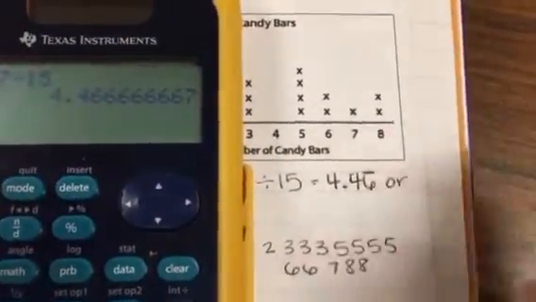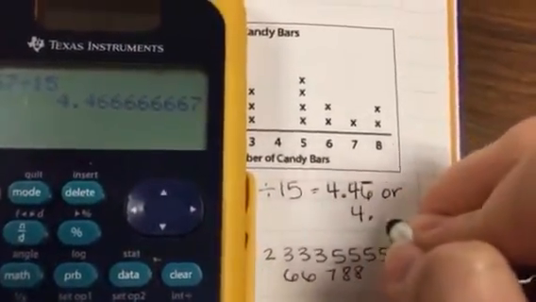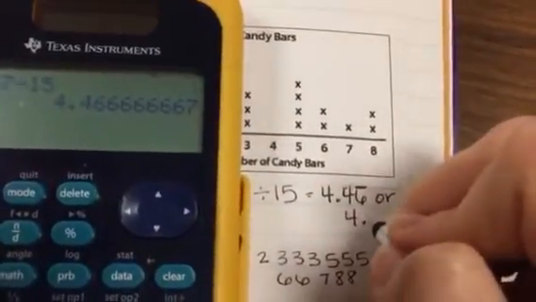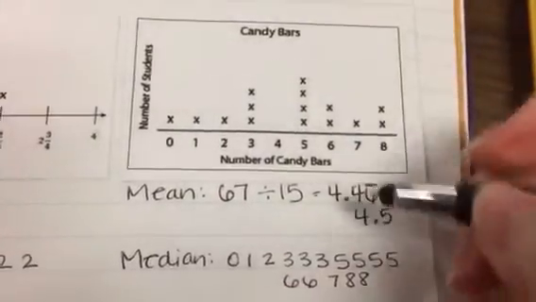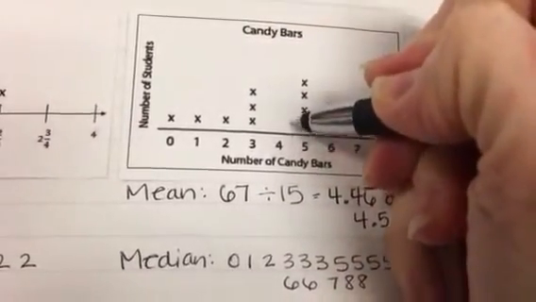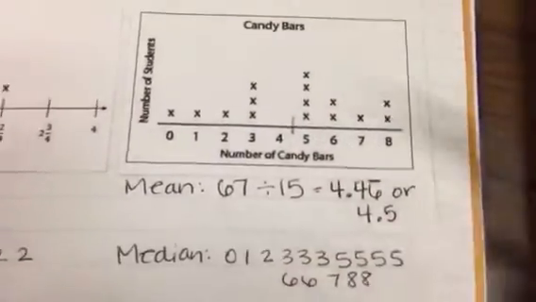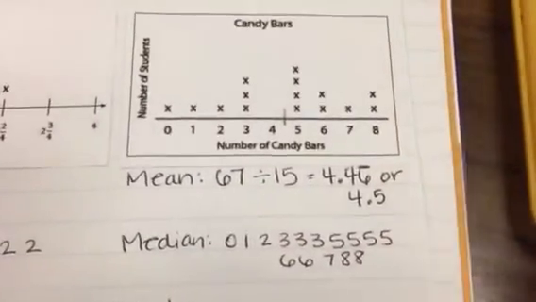If you wish to round that off, then you would round it to 4.47, or I would just probably do 4.5. So the average would be 4.5, which is right here. So you can kind of see how that is the balancing point for my data.